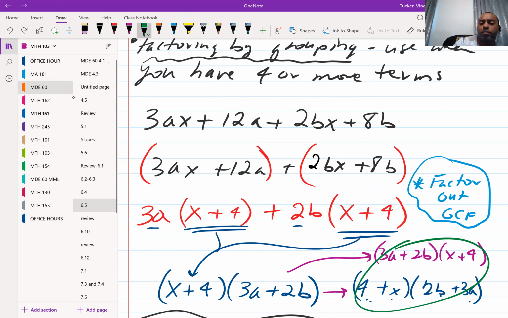Over here, previous students were just asking me, could you write it this way or that way or whatever? So I was just showing different ways that you could express the answer. Notice that what's in the parentheses are the same. So you don't mix up 3a and the 4 or 2b and the x. X plus 4 is in one parentheses, 3a plus 2b is in the other parentheses. So that would be considered the same.